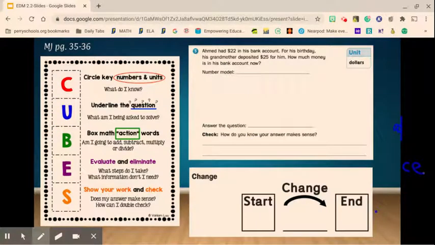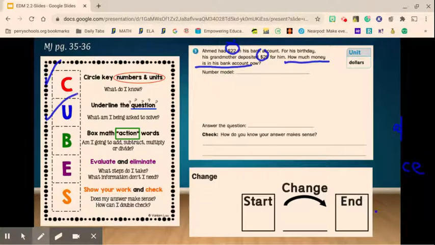All right, this one has a little bit of a different diagram that we can use. This one's called a start-change diagram. And just like with the other diagrams, we are going to go through CUBES. First, I'm going to read the problem. Ahmed had $22 in his bank account. For his birthday, his grandmother deposited $25 for him. How much money is in his bank account now? So I'm going to go through CUBES, circling the numbers. I see 22 and 25. Underlining the question: how much money is in his bank account now?